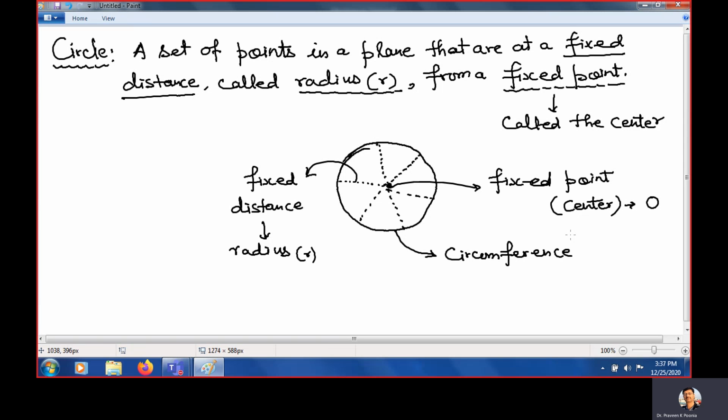Clear? So there are four things I explained to you. What is the first thing I explained? That this midpoint is the center, and this dotted distance is the same equal distance. So this is the set of points in a plane that are at a fixed distance from the center, and this fixed distance is called the radius, from a fixed point, and this fixed point is called the center. This is the circle. So a circle is a set of points in a plane that are at a fixed distance from a fixed point O. Okay, so this is called the circle.